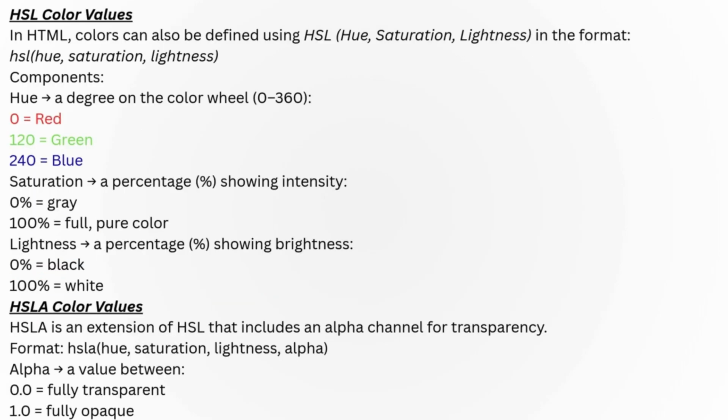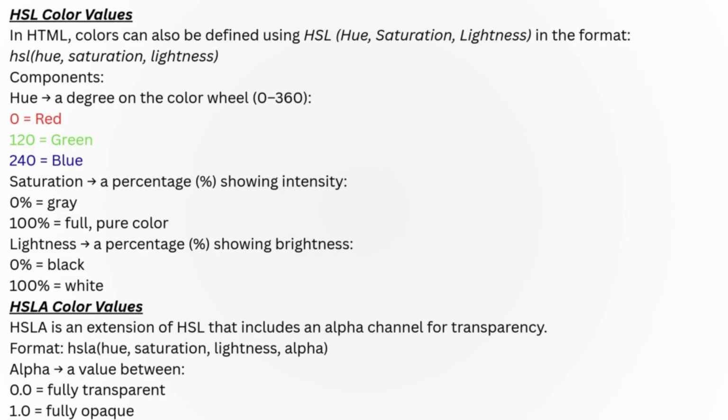HSL color values. Colors can also be defined using HSL format. H stands for hue, S for saturation, L for lightness. In hue, 0 stands for red, 120 for green, and 240 equals blue. Saturation is a percentage showing intensity. 0% means gray, 100% means full pure color. Lightness is a percentage showing brightness. 0% means black, 100% means white.